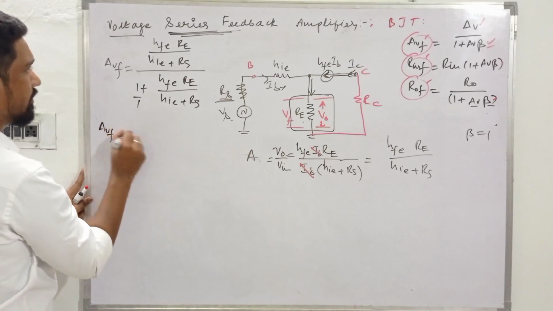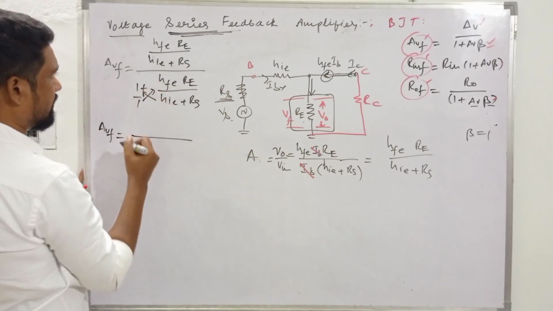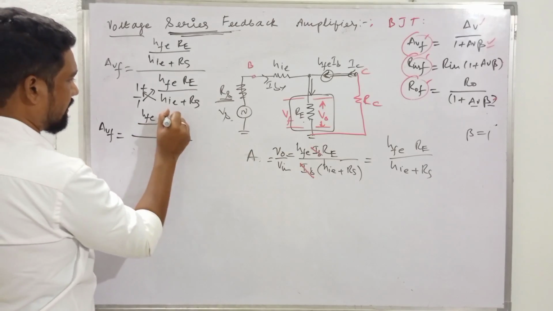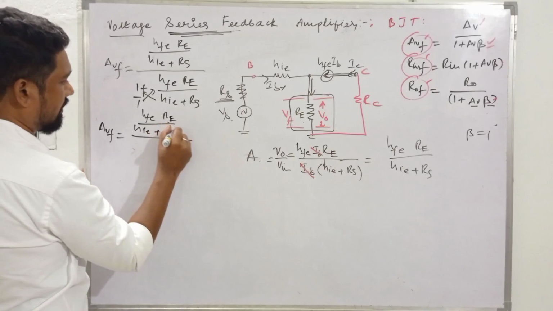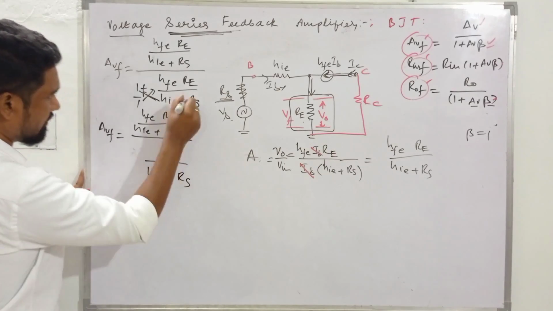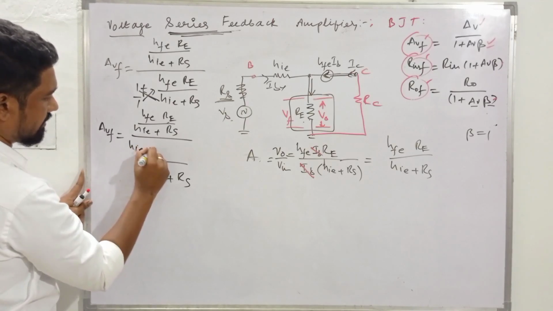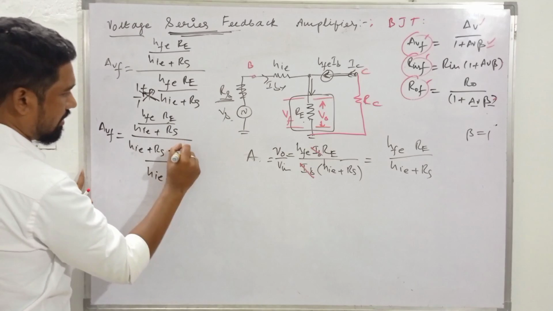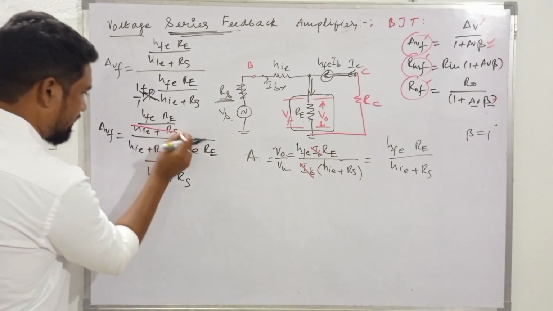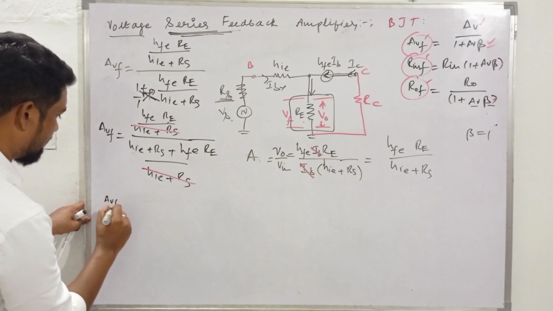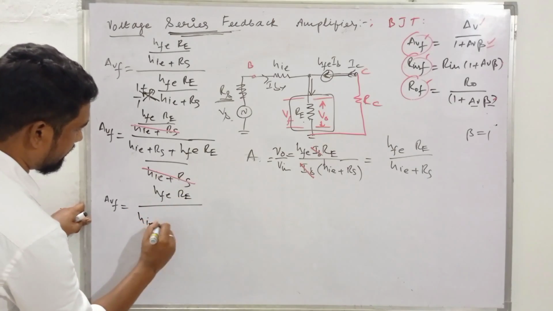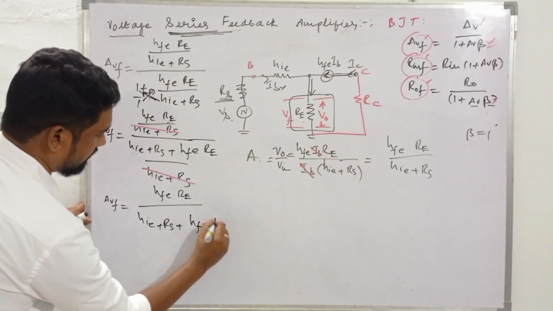Simplifying this, AVF will be equal to, here this gets cross multiplied, isn't it? So HFE RE upon HIE plus RS, and the LCM will be HIE plus RS, so the denominator appears as HIE plus RS plus HFE RE. Don't get confused, it's a small simplification. So AVF will be equal to HFE RE by HIE plus RS plus HFE RE.